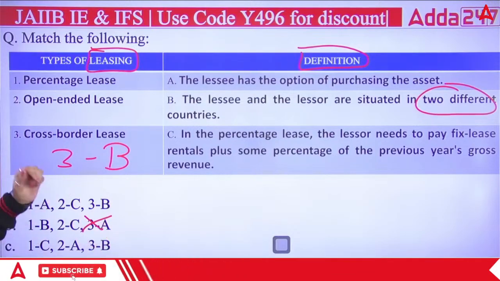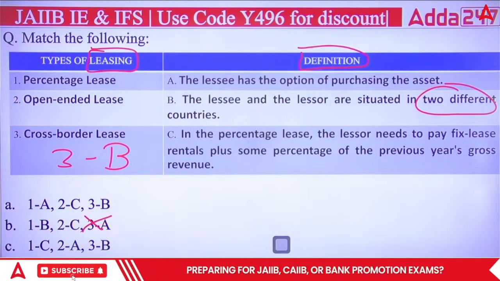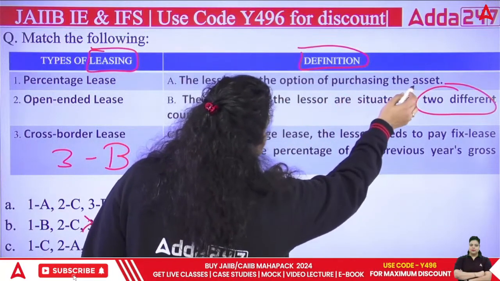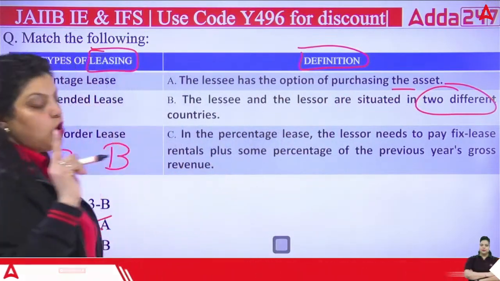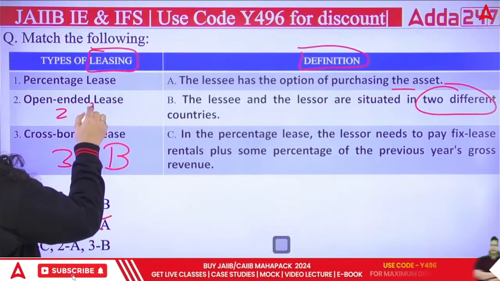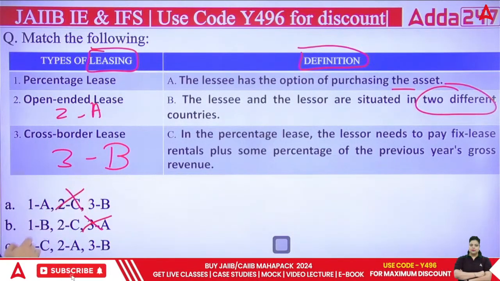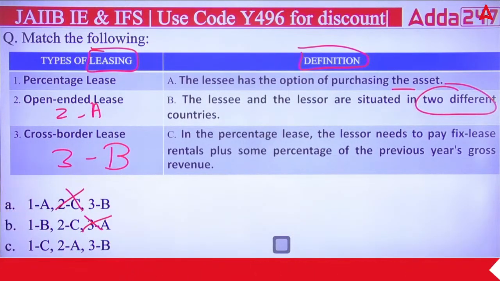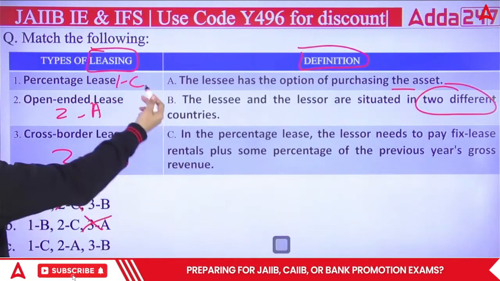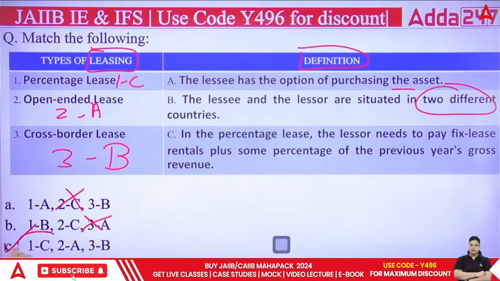The third match is B, so you can eliminate the option that says third is A. Now for the second, we have to find out the match for open-ended. The definition says the lessee has the option of purchasing the asset. This option is given in the case of open-ended. So the second is A. If the second is A, the other option is also eliminated, and obviously the first is C. So C, A, B will be the right combination.